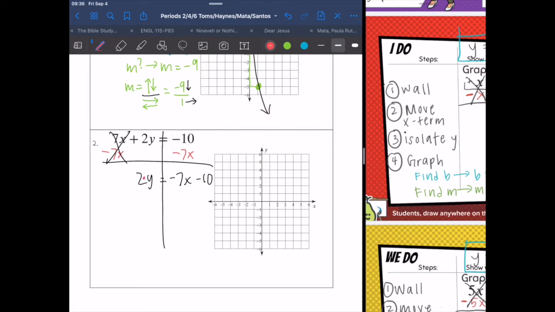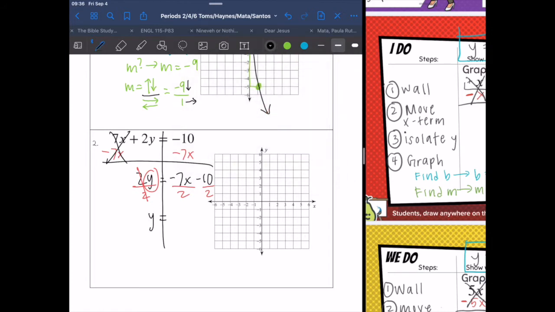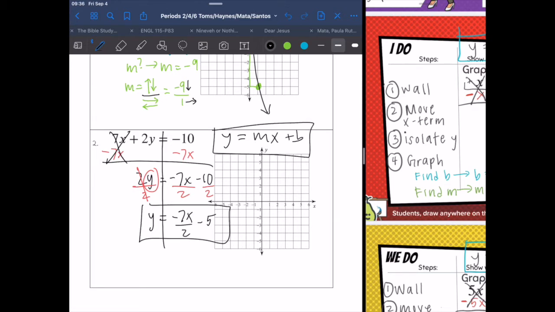Now the inverse of 2 times y is 2 divided by 2, and then I get rid of my 2 on the left side. I get y by itself. So now I have y is equal to negative 7x over 2 minus 5, because I see that negative 10 divided by 2 is negative 5. Well, cool. I have my equation, y equals mx plus b now. Look at that. Looks the same thing, right? Okay, now I have to figure out what is my b.